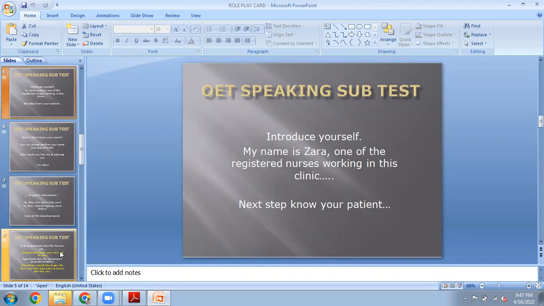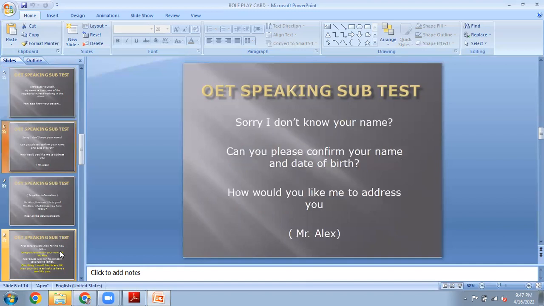So simple. First, you have to introduce yourself. For example, you will say, "My name is Sarah, one of the registered nurses working in this clinic." Right. And the next part is that we don't know the name of the patient, so we have to ask the name. Normally, what we use is, "Can I know your name?" or "Can you please tell me your name?" Or you can say, for documentation purposes, "Can you please tell me your name?" This is all right.